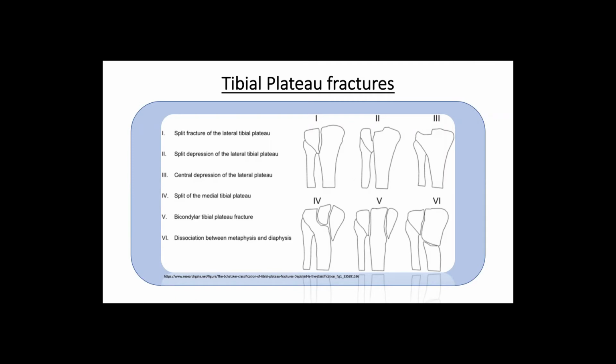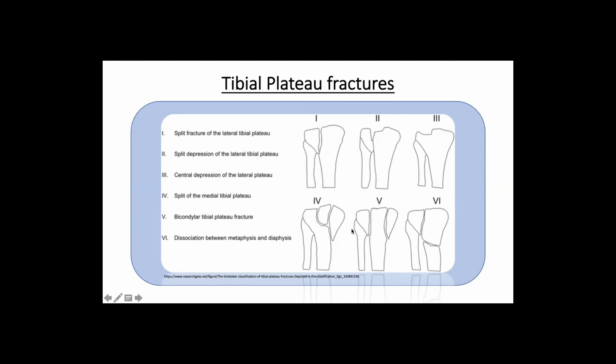Schatzker type 2, that is where you have a split and also a depression within the joint surface there. So it means not only has a part of the lateral condyle come off, another part of it is also being pushed down and crushed. So that would need to be elevated later. A Schatzker type 3 is simply just a depression where the joint surface has been pushed down by loading from the femoral condyle when there's forces.